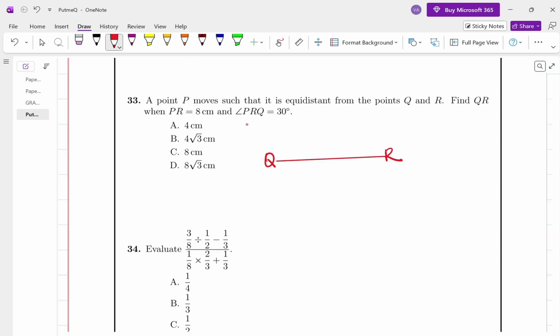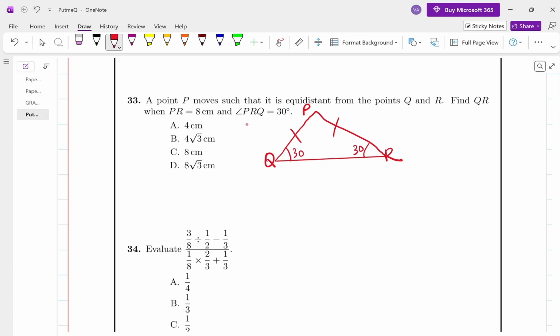Okay. So this is where P would be. But then these two lines have to be the same. Now, PRQ is 30. So if this is 30, this would also be 30.